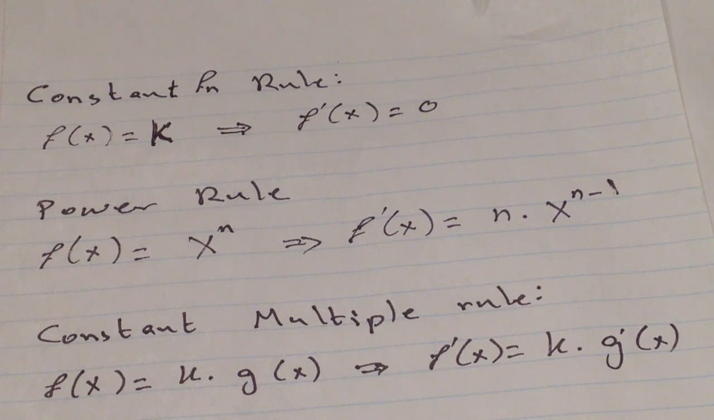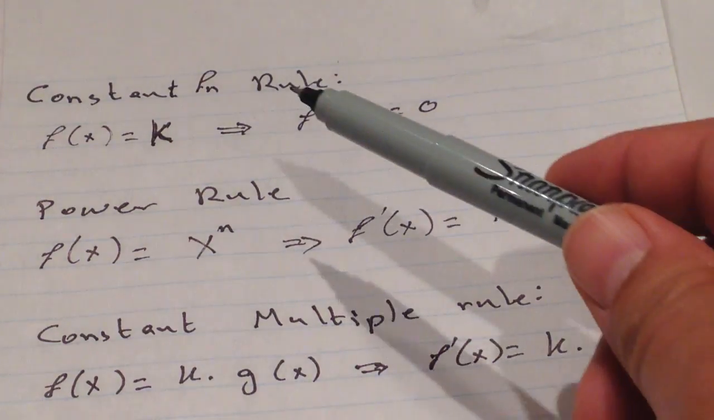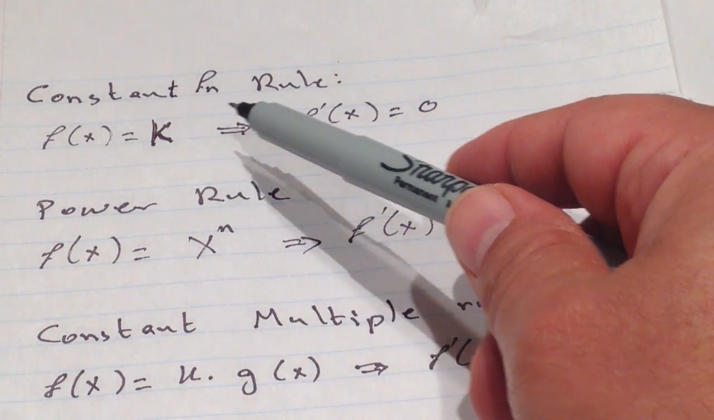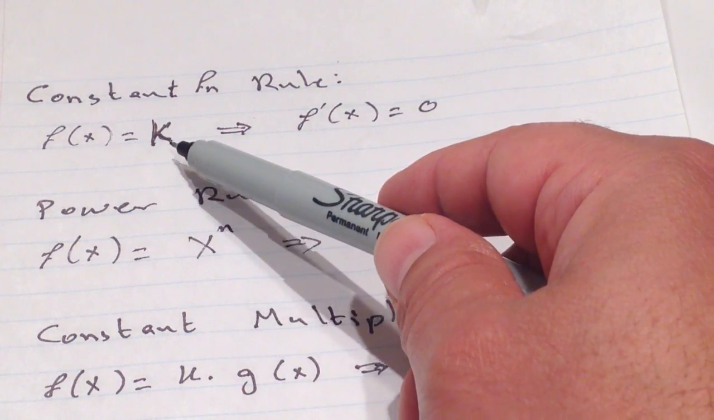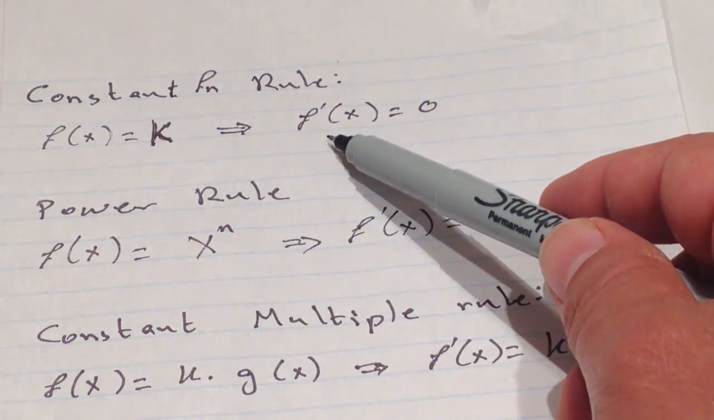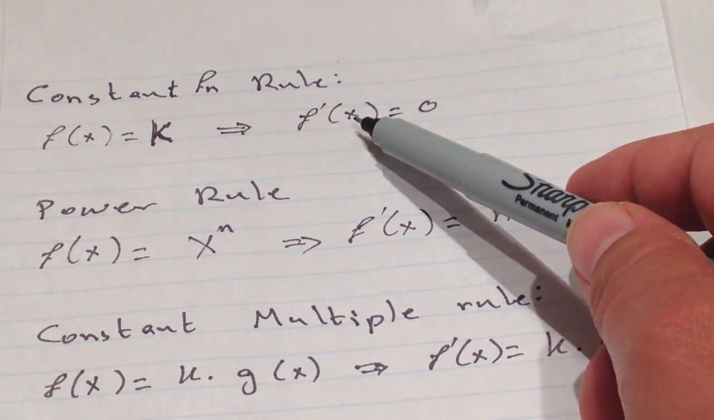Hi there. In this video, I will summarize the basic rules of derivatives and solve problems related to these rules. So the first rule is called the constant function rule. If we have a function that is equal to a constant k, the derivative of that function is equal to 0.